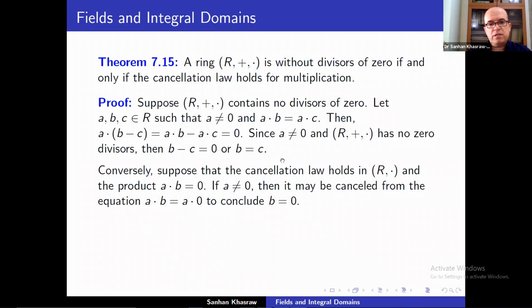For the converse, suppose the cancellation law holds and say A times B equals 0. If A is not 0, we can prove that B equals 0 by using the cancellation law in the equation AB equals A times 0. I took from the above equation AB equals 0, and the 0 on the right-hand side is equal to A times 0, because in ring theory, if I multiply any element with 0, I will get 0. Then we cancel A from both sides, so we get B equals 0.